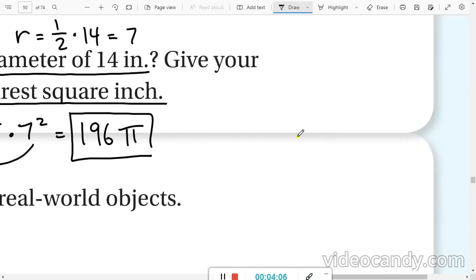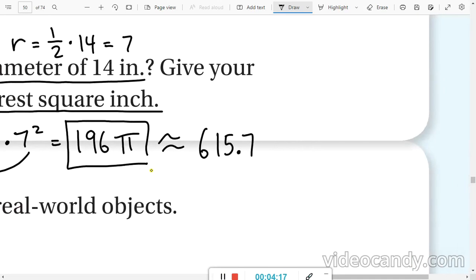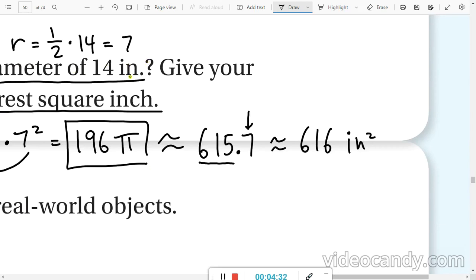If we want to do nearest square inch, I will do 196 times pi on the calculator, and I get 615.7, but they said nearest square inch. So I'm just looking at the first decimal. Since it's 5 or more, this gets rounded up. So 615 becomes 616. The units were in inches, so the final units will be inches squared. And that applies to this one too. That's in terms of pi, that's going to be inches squared as well.